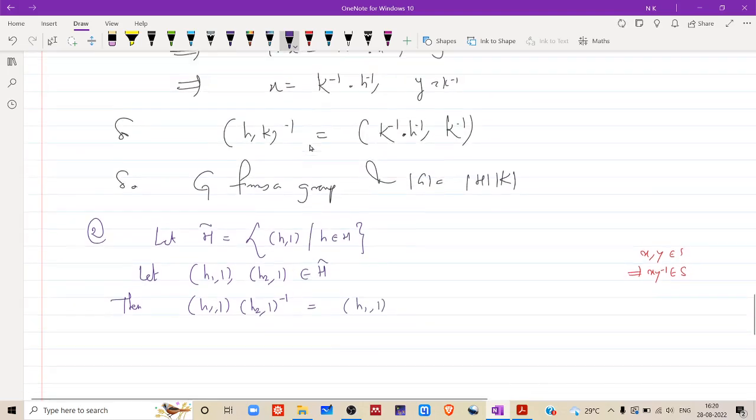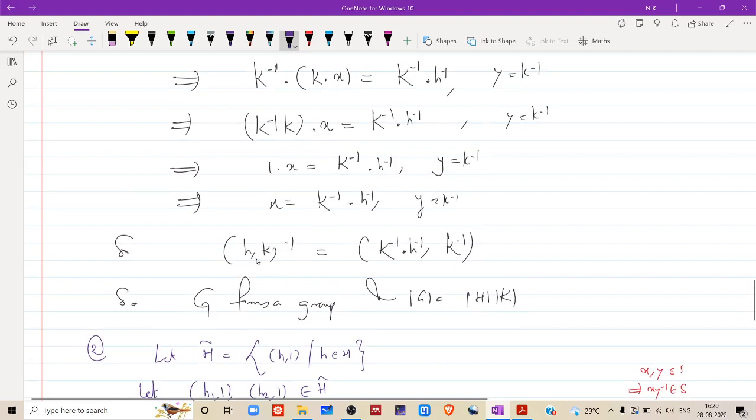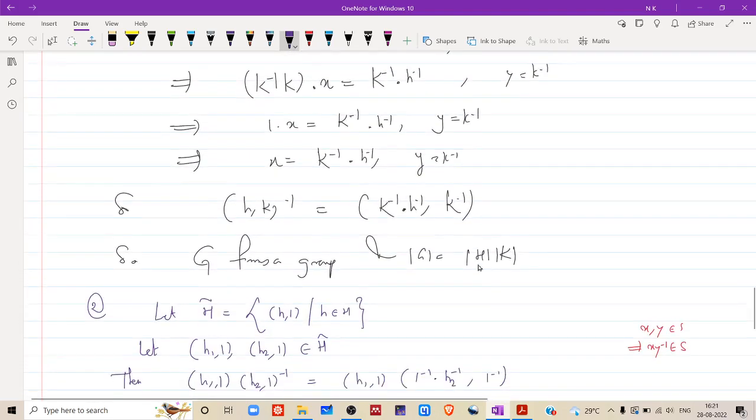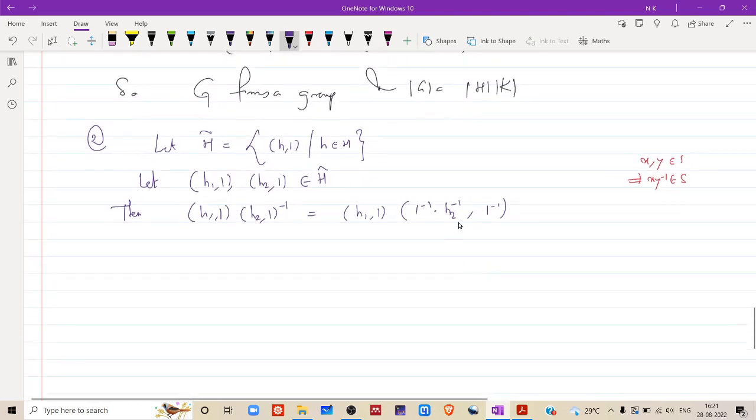So you can easily go back and find out what (hk) inverse is. (hk) inverse is k inverse dot h inverse. So what is the inverse of (h2, 1)? In the first coordinate it is h2 inverse, and in the second coordinate, if it is (h, k), then the inverse is k inverse dot h inverse, that is, 1 inverse dot h2 inverse, and the inverse of k, that is, the inverse of 1, right.